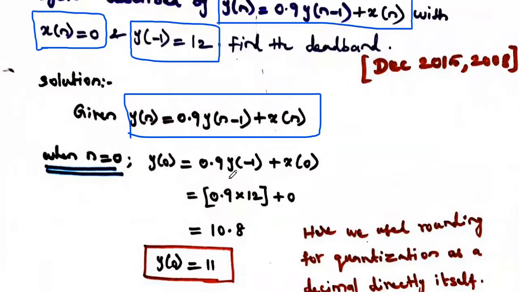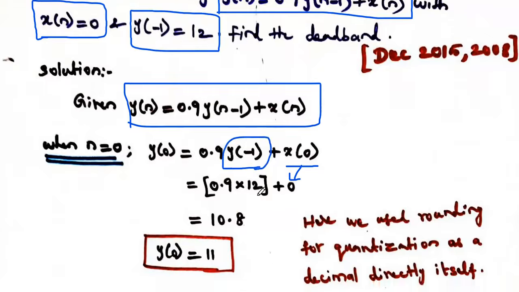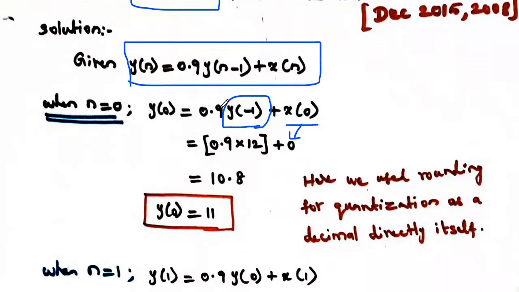The y of minus 1 value and x of 0 value are given in our problem. The input x of n is 0 for all time, for any value of n. That's why the x of 0 value is 0. And the y of minus 1 value is given as 12, so instead of y of minus 1 we substitute 12. So y of 0 equal to 0.9 into 12 plus 0.